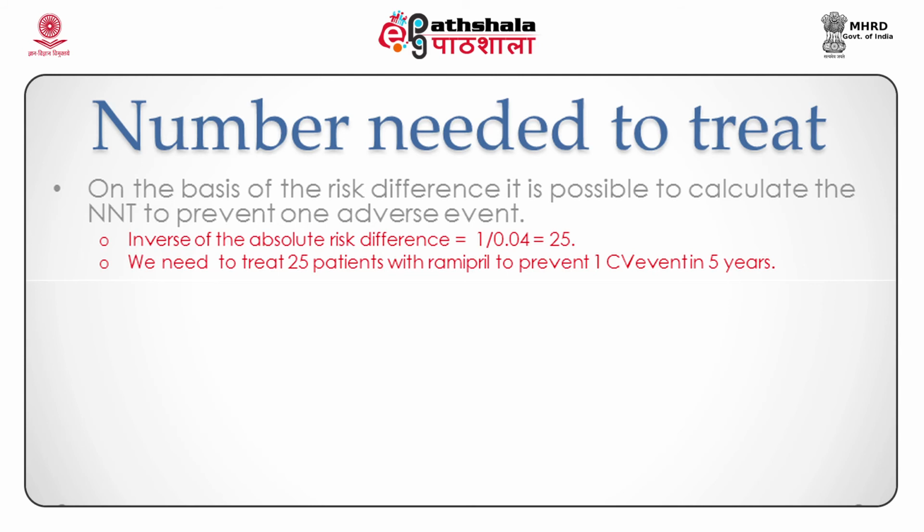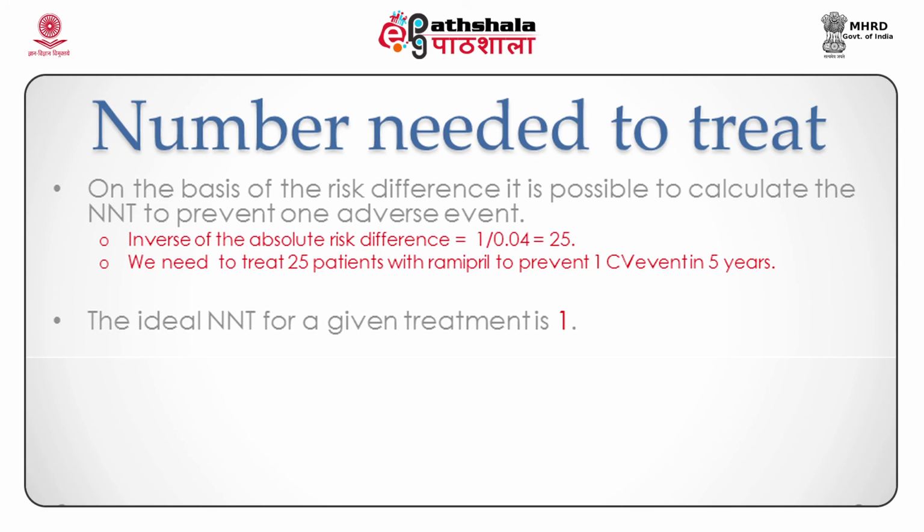25. The interpretation of this is that we need to treat 25 patients with Ramperil to prevent one cardiovascular event in 5 years. The inverse of the risk difference thus is interpreted as the number needed to treat. The obviously ideal value for the NNT is 1, which would be obtained if the difference was 1. That is, if the risk in one group was 1 and the risk in the other group was 0. This is, however, just the ideal situation and is used as a benchmark.